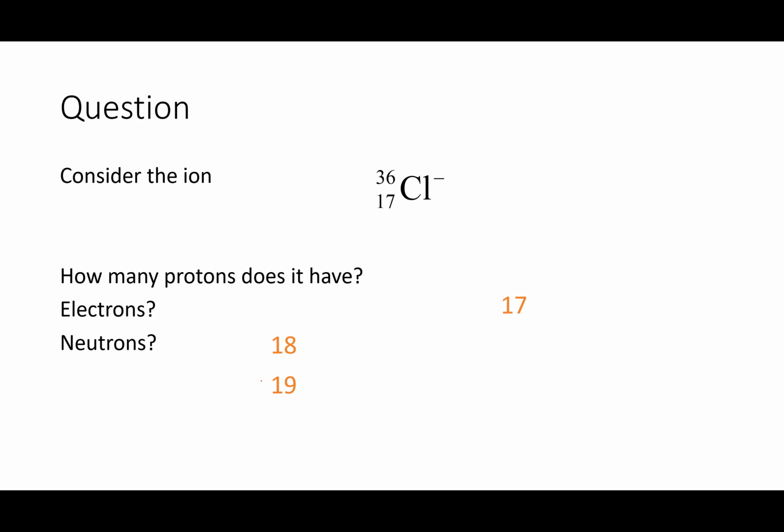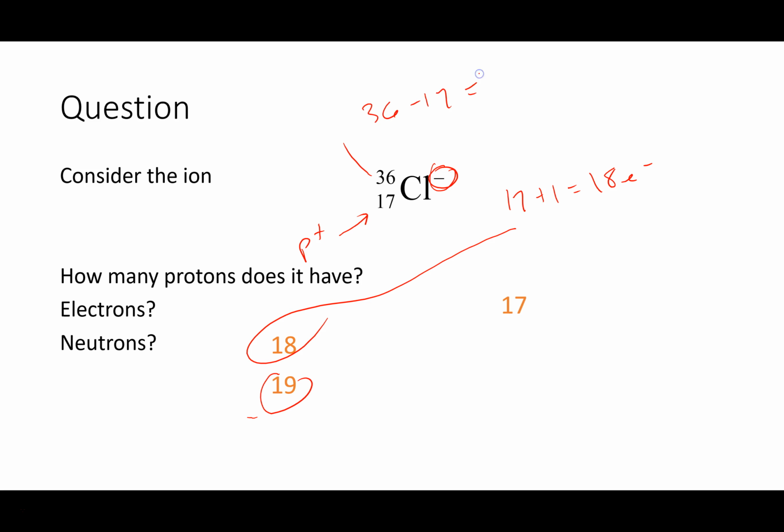So I hope that helps. And then the nonmetals like chlorine form anions. In the case of 7A elements, it's going to pick up an electron and become a -1 charge. So for the electrons, if it was neutral it would have 17, but since it's -1, it has picked up 1 electron, so it has 17 plus 1 equals 18 electrons. Number of neutrons we get by taking 36 minus 17, and that will give you 19. So protons plus neutrons minus the number of protons will give you neutrons.